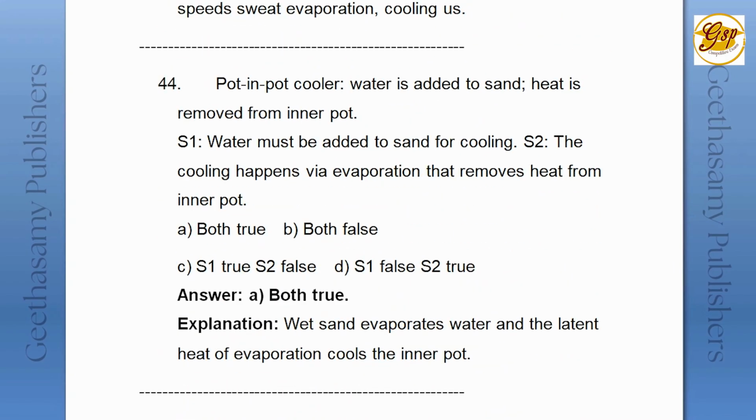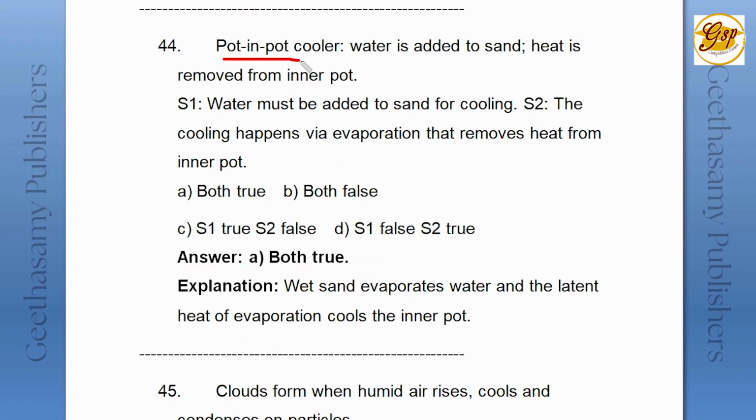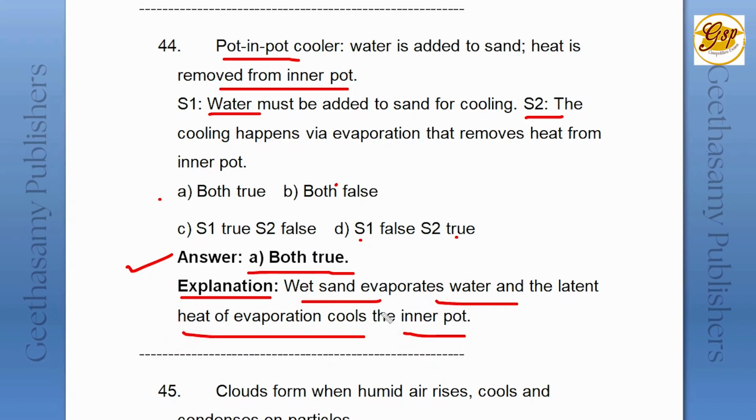Right? 44th question. The pot-in-pot cooler. Water is added to sand. Heat is removed from the inner pot. So statement 1: water must be added to sand for cooling. Statement 2: the cooling happens via evaporation that removes heat from the inner pot. Both are true, both are false, S1 true, S2 false, S1 false, S2 true. The correct answer is both are true. Explanation: wet sand evaporates water and the latent heat of evaporation cools the inner part. So both the statements are true.